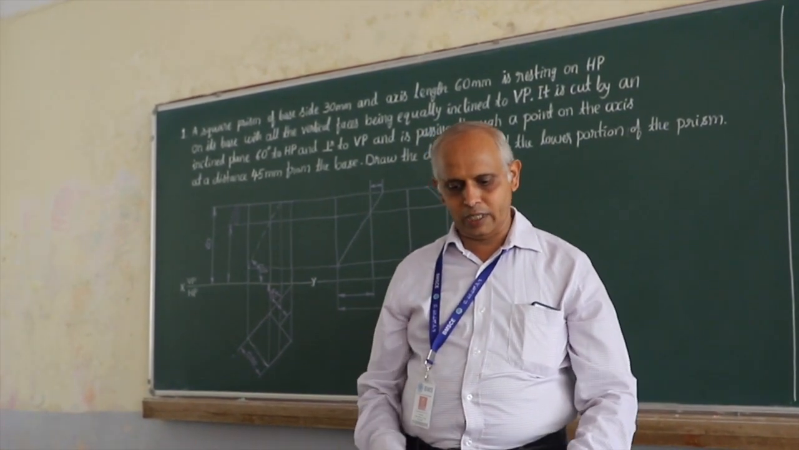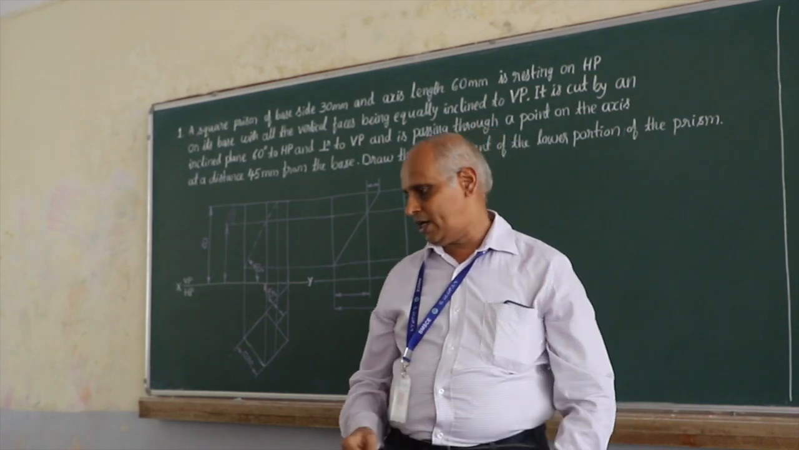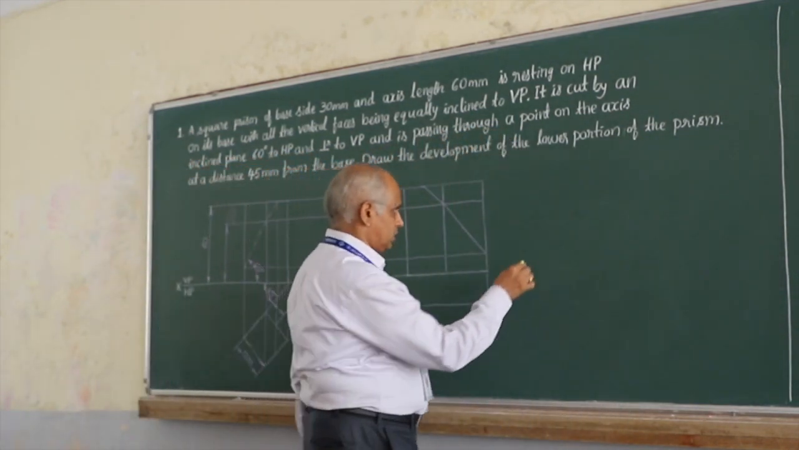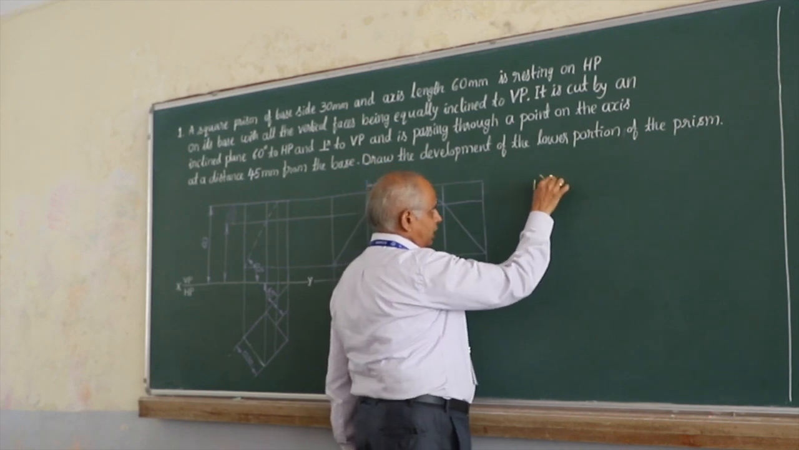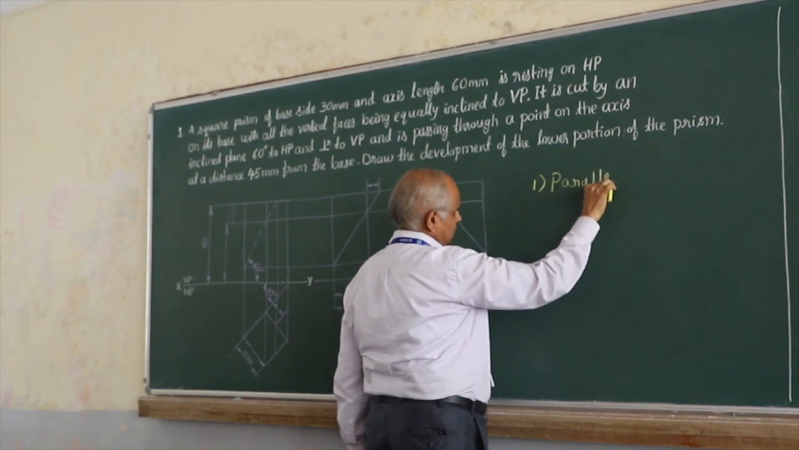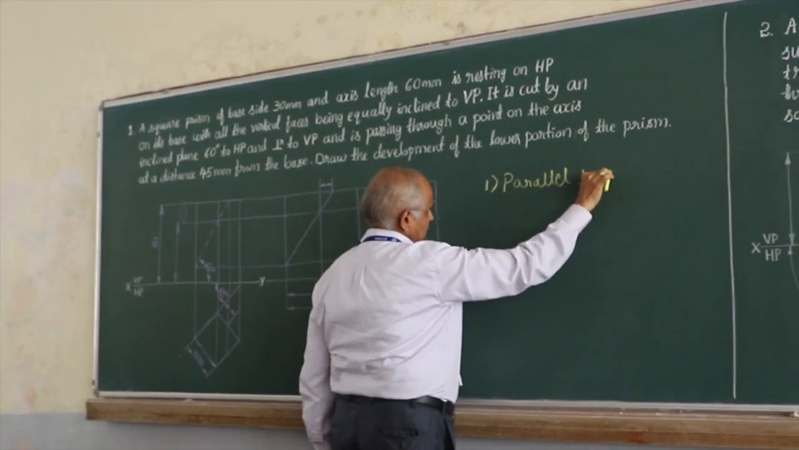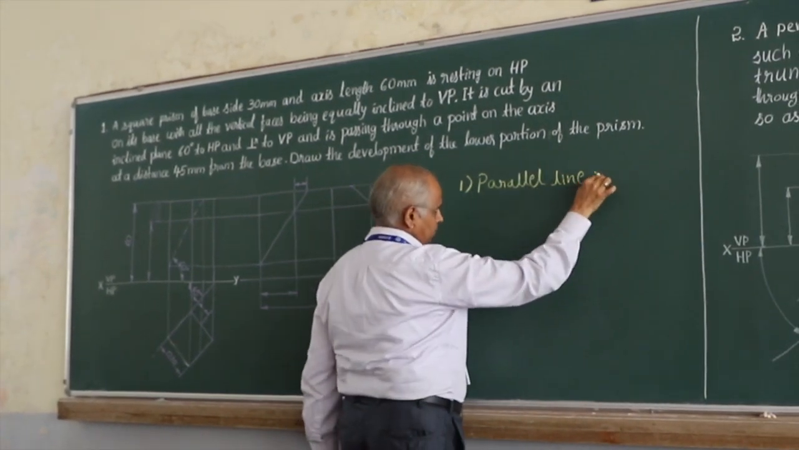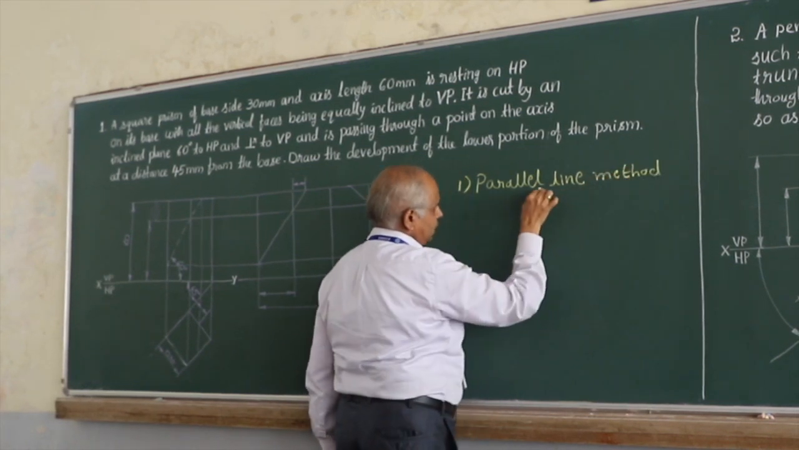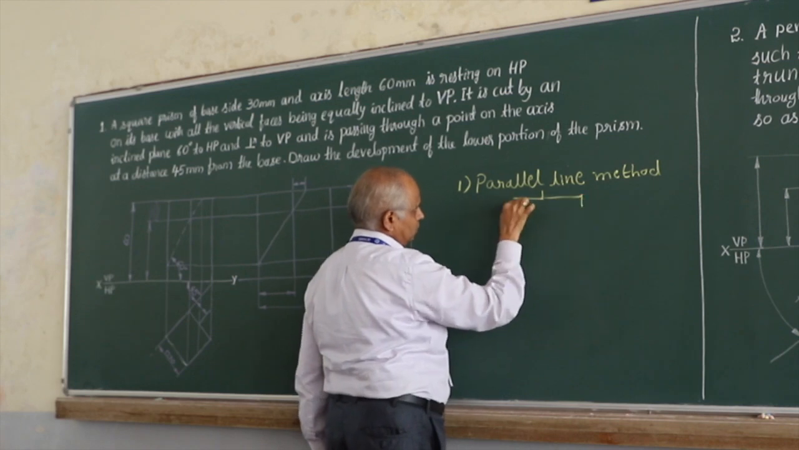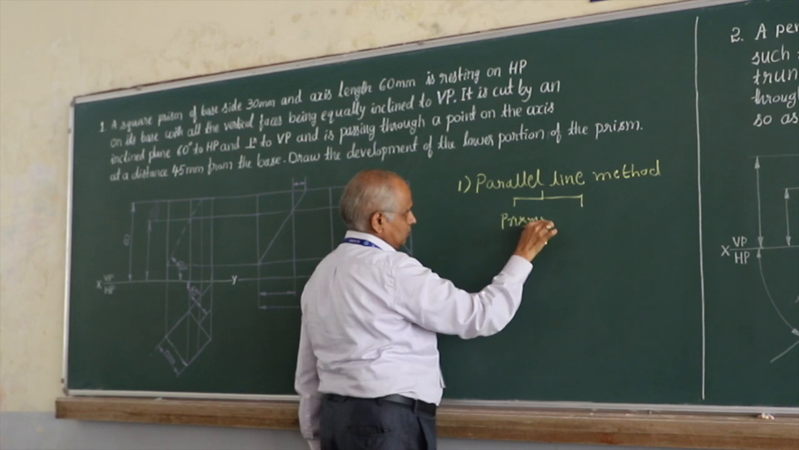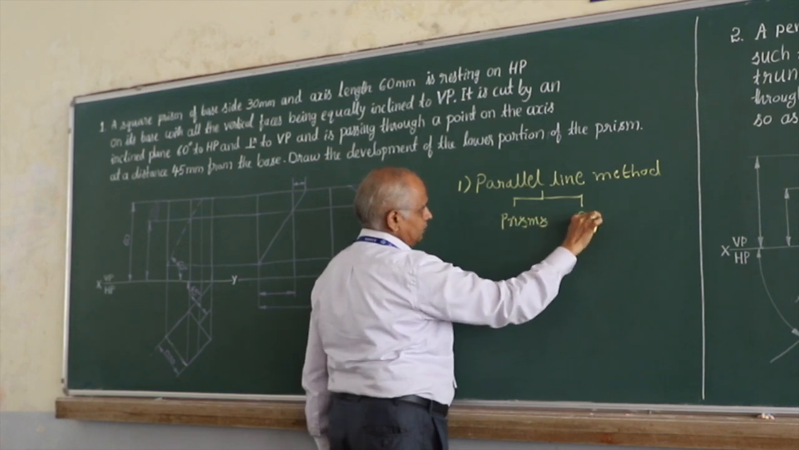Now let us try to look at the types of development that we need to address. The types of development we are going to look at here, one, we call it the parallel line method. This is applicable to prisms and cylinders.